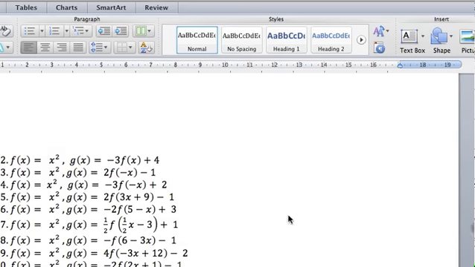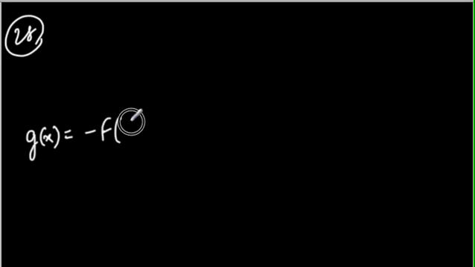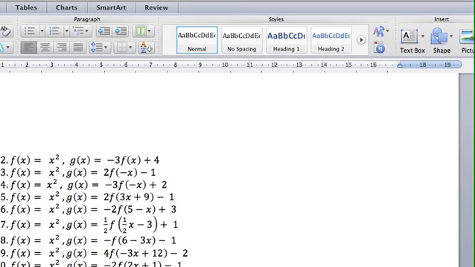Let's do number 28. So negative f of 6 minus 3x plus 1. It's negative f of 6 minus 3x minus 1.